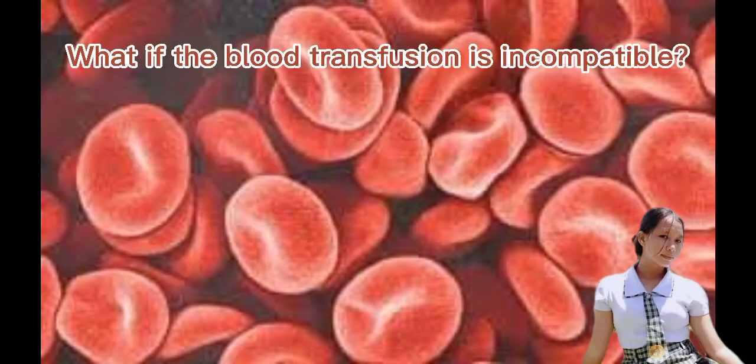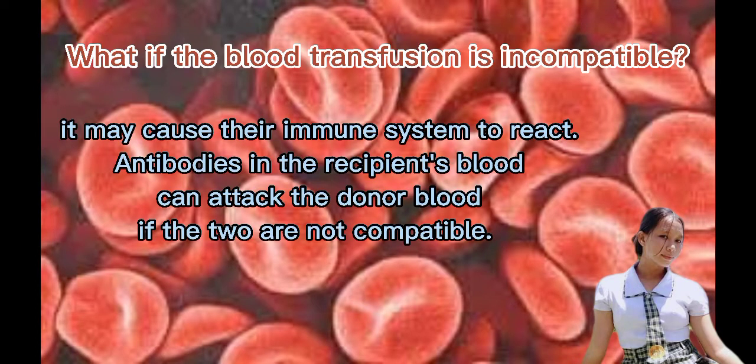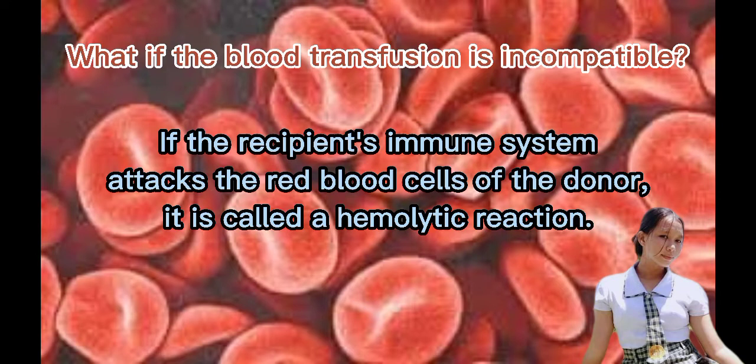What if the blood transfusion is incompatible? It may cause the immune system to react. Antibodies in the recipient's blood can attack the donor blood if the two are not compatible. If the recipient's immune system attacks the red blood cells of the donor, it is called a hemolytic reaction. You can have an allergic reaction to a blood transfusion as well. These symptoms can include hives and itching. The antibodies will cause a different reaction in each case.